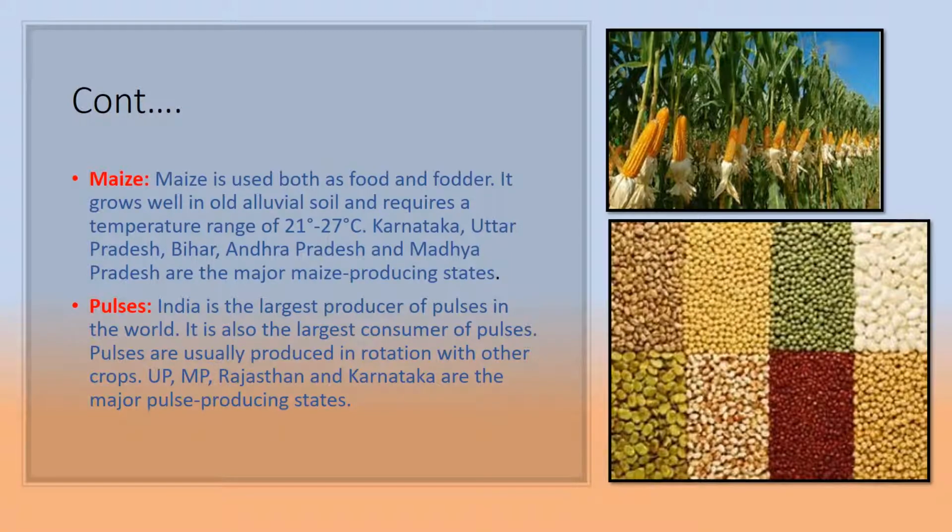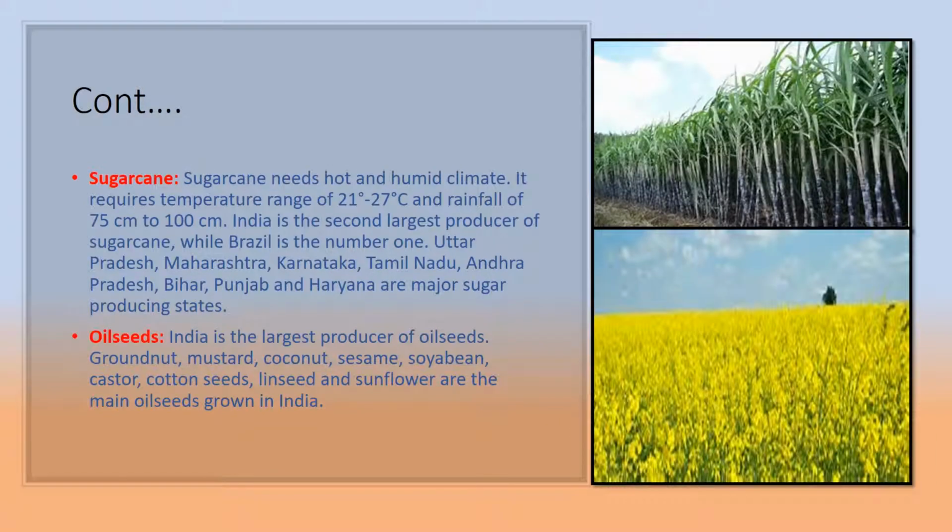Pulses. India is the largest producer of pulses in the world. It is also the largest consumer of pulses. Pulses are usually produced in rotation with other crops. MP, Rajasthan and Karnataka are the major pulse-producing states.